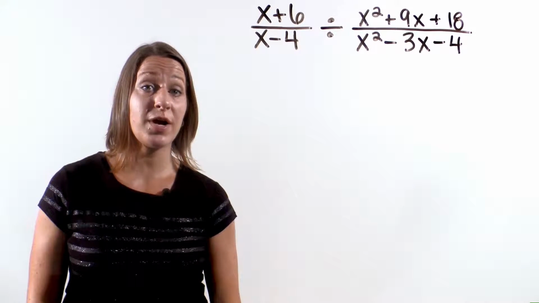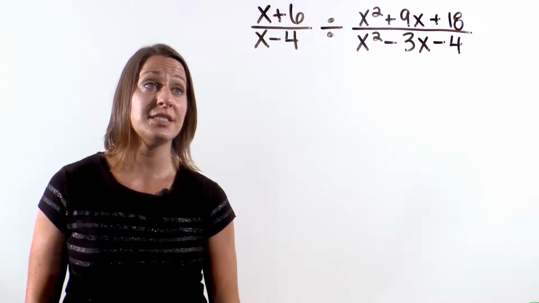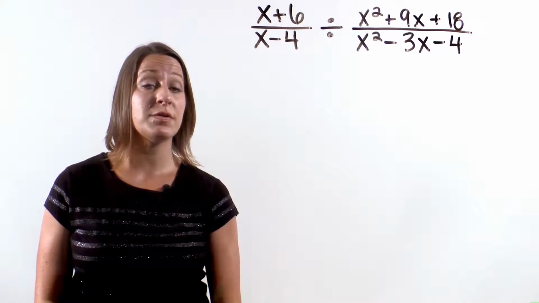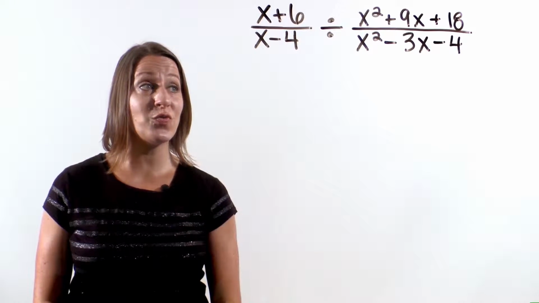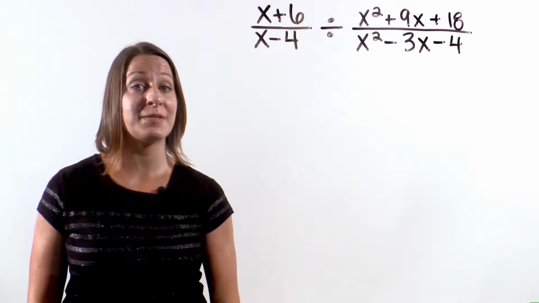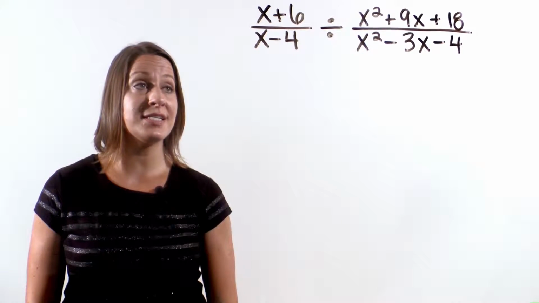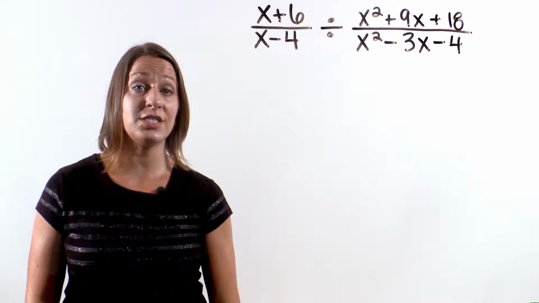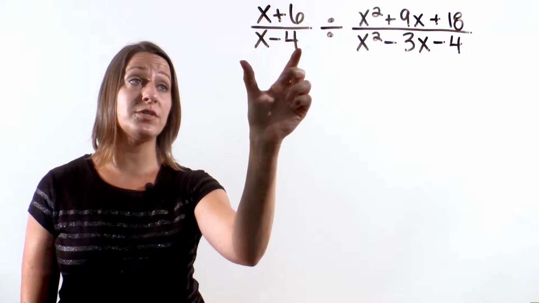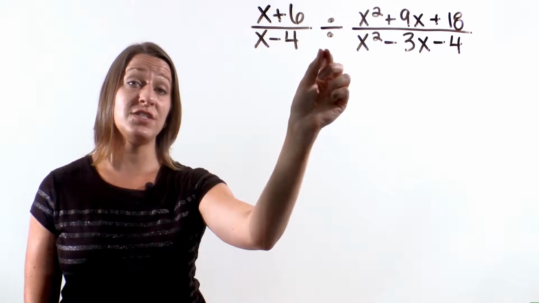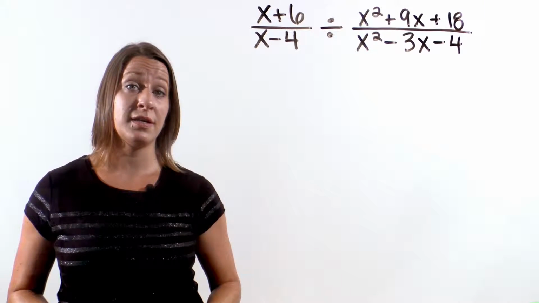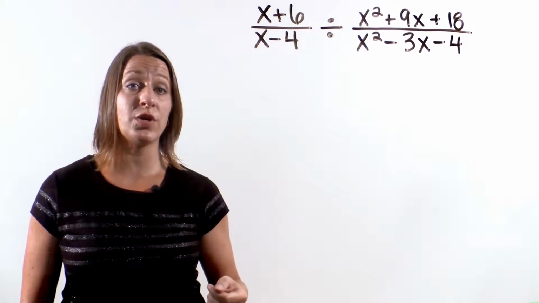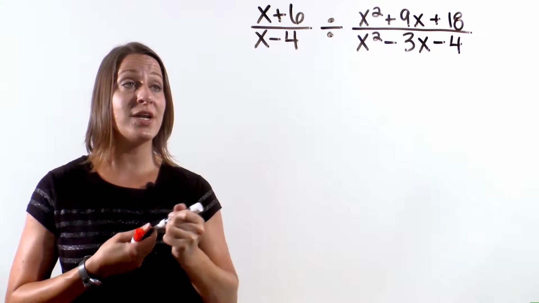Okay, let's try one more problem together. We have x plus 6 over x minus 4 divided by x squared plus 9x plus 18 over x squared minus 3x minus 4. Okay, let's get started. In order to divide rational expressions, we need to first change this to a multiplication problem. We're going to keep the first expression the same. We'll change the division sign to a multiplication sign. And then we'll write the reciprocal of this fraction, which means we'll switch the numerator with the denominator. So let's go ahead and rewrite this problem.